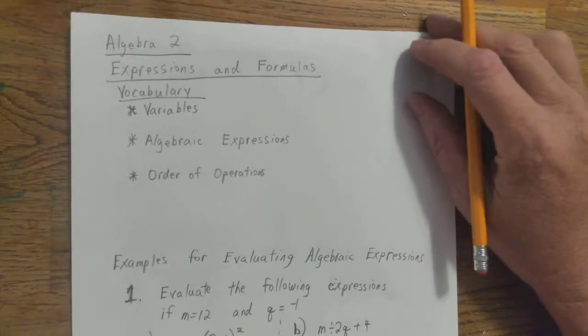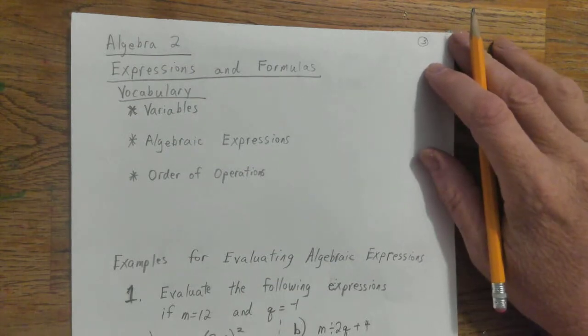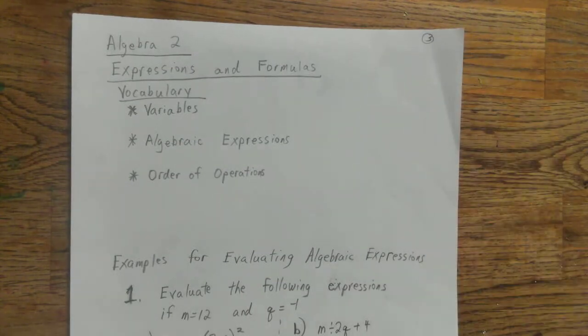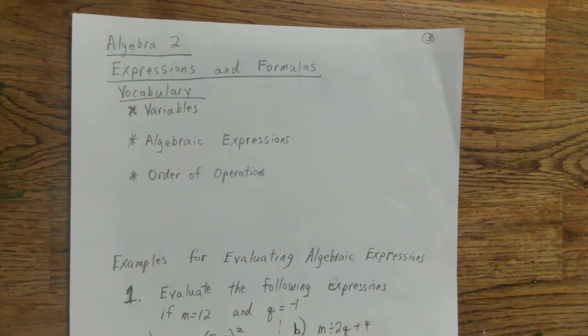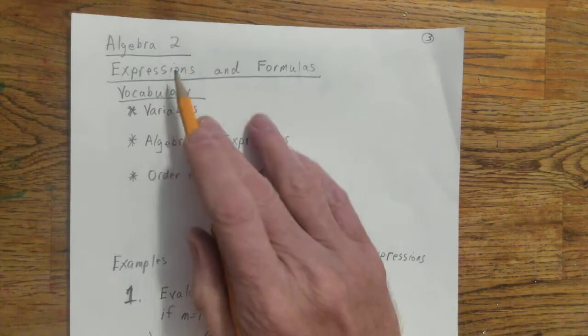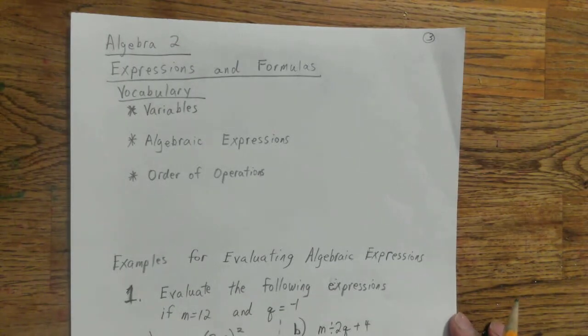Well, hi everyone. Okay, in our Algebra 2 videos, the first unit we are going to be doing is kind of reviewing some of the things you did in Algebra 1. Let's just get to some of the vocabulary. We're talking about expressions and formulas, kind of the language of algebra.